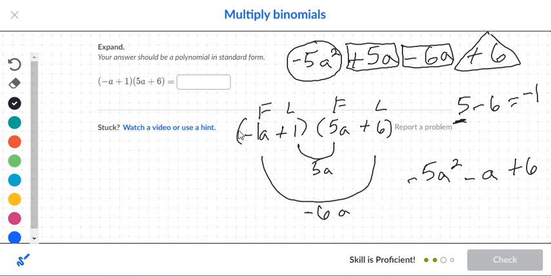So again, first terms, negative 1 times 5 is a negative 5. Count it up, you have 2 letter A's. The inside smile, 1 times 5 is 5 with the letter A. The outside smile, negative 1 times 6 is a negative 6 with the letter A. The last term, 1 times 6 is 6.